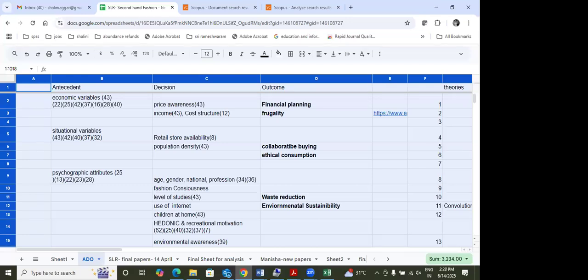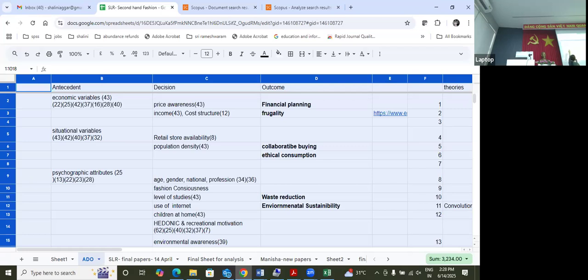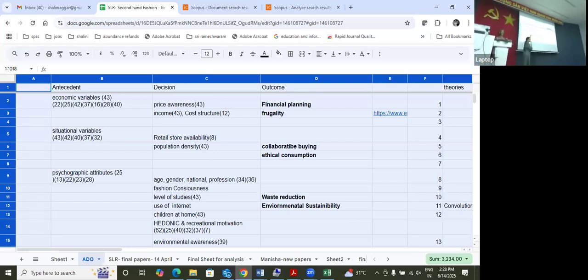So the first factor is the economic variable. Environment, you are thinking about the environment, this can be another. So like this, what is the first factor? That is the economic variable. So in how many papers, in which paper do we find this? Number 43 paper, 22, 25, 43, 40, so we have noted it down like this.